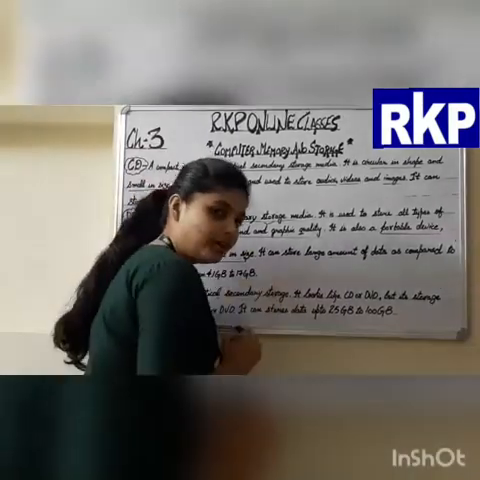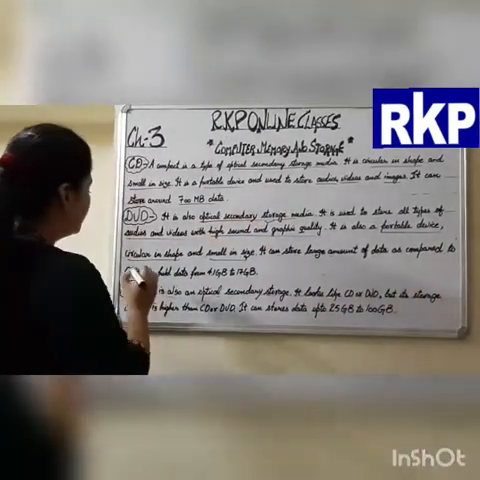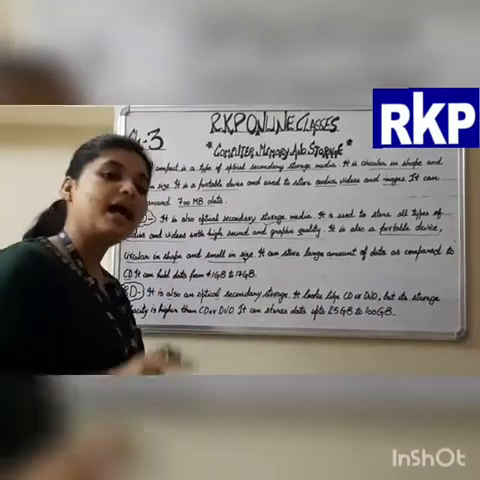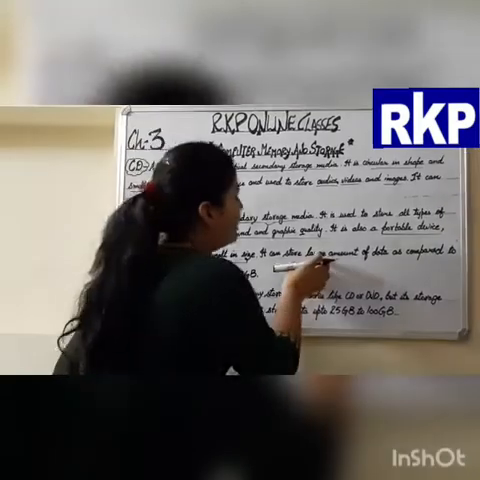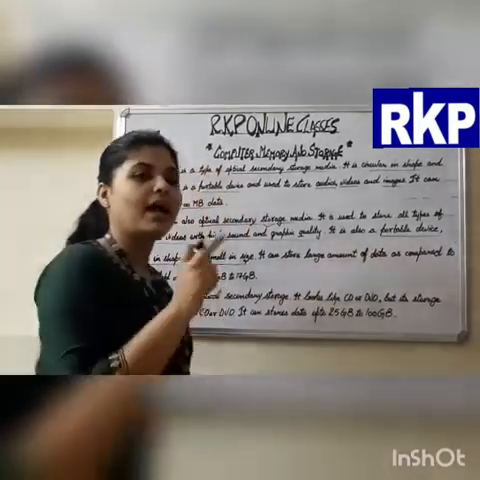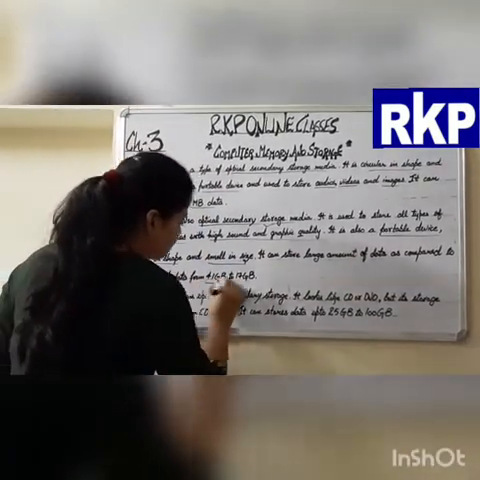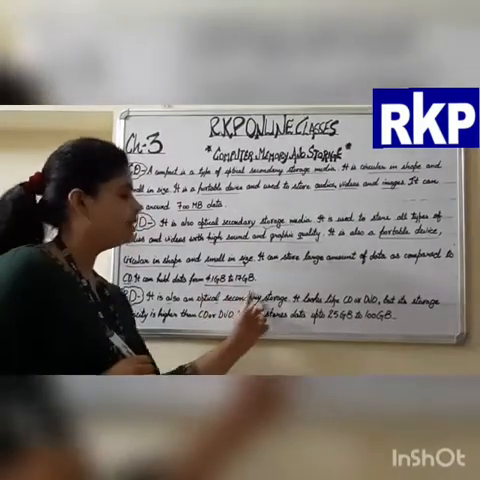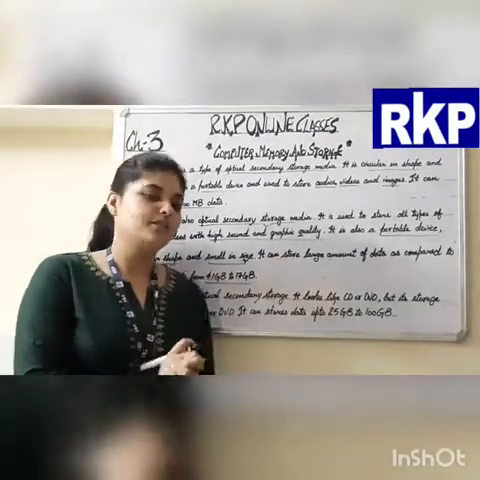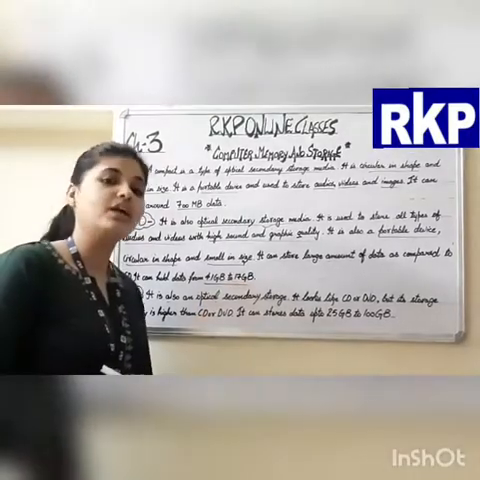And if we talk about the storage capacity of the DVD, it can store a large amount of data as compared to the CD. Also, one more important thing is that it can hold a large amount of data as compared to this compact disk. It can hold data from 4.1 GB to 17 GB. And 1 GB is equal to 1024 MBs.